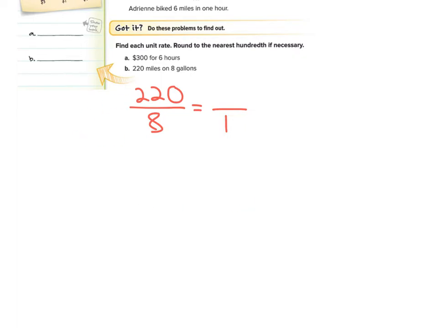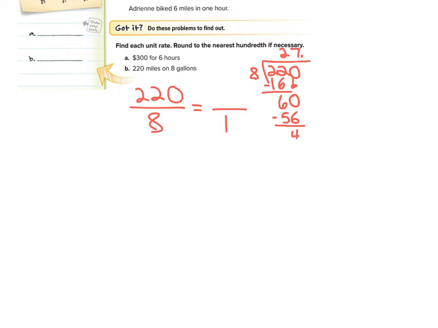I can't just do that in my head, so I'm actually going to do the math right here. 220 divided by 8. How many 8s are in 22? 2 of them, which makes 16, correct? And I subtract, and I get 6. I bring down the 0, right? And how many 8s are in 60? 8 times 7 is 56, right? And I subtract and I get 4, because 60 minus 56 is 4.